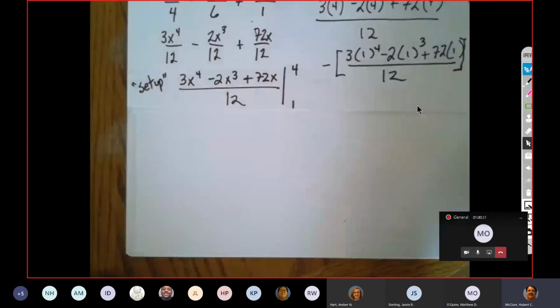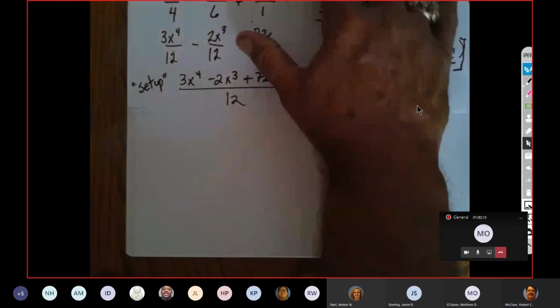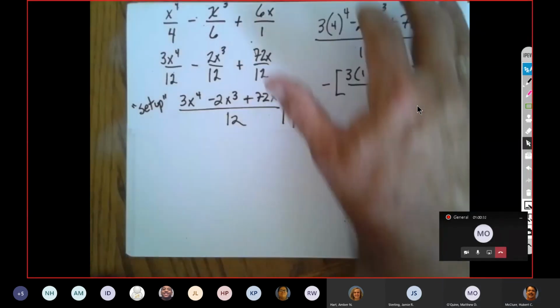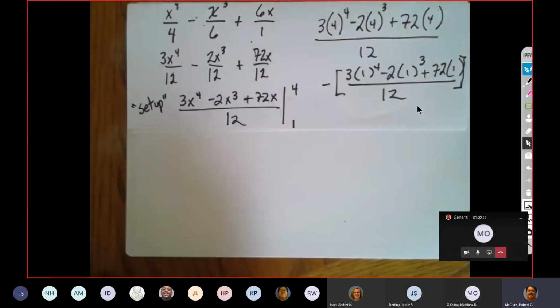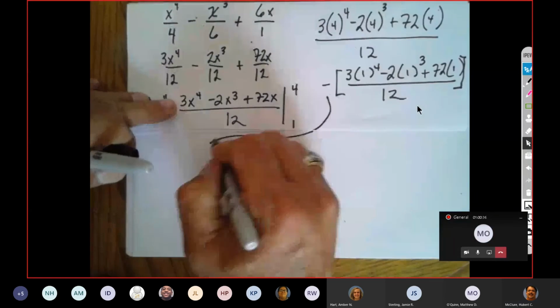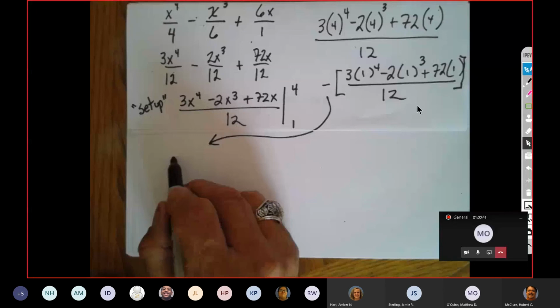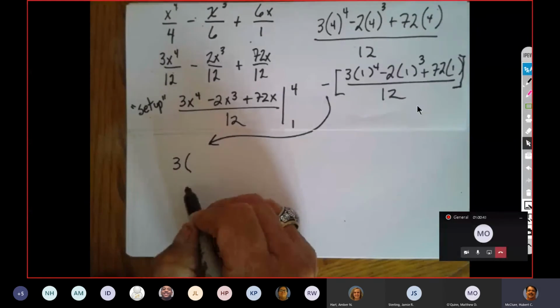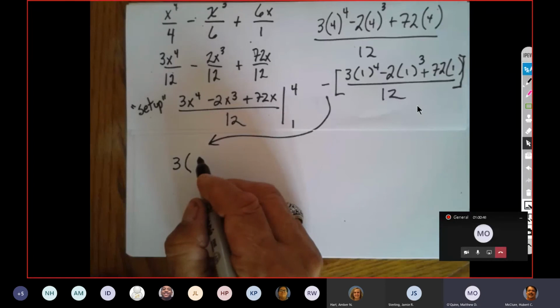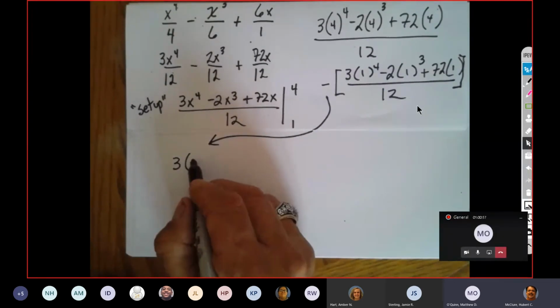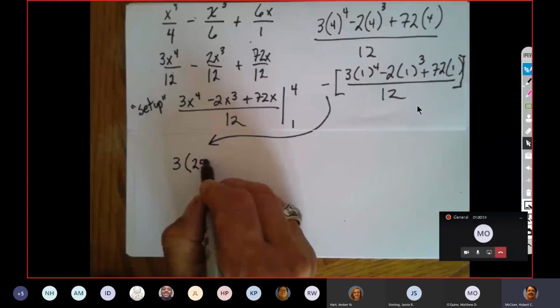And put it right there. So that's going to give me 3. Help me out with 4. Let's say 4. How much is 4 to the 4th? 256. That's right, 256. Y'all check, make sure.